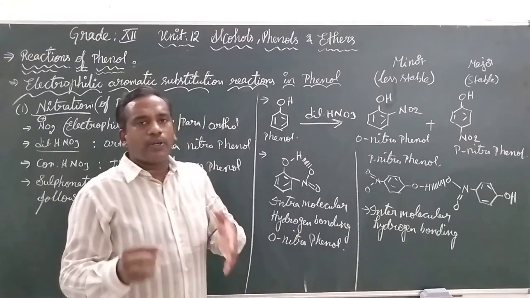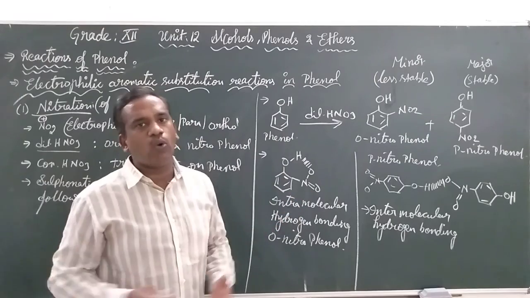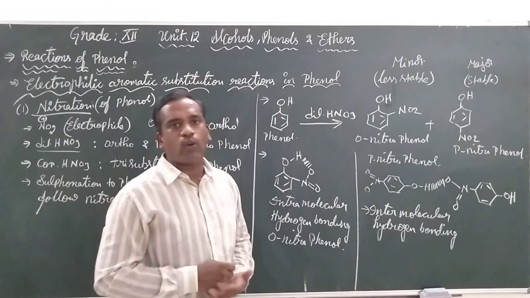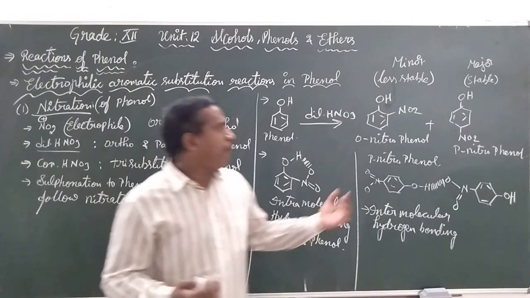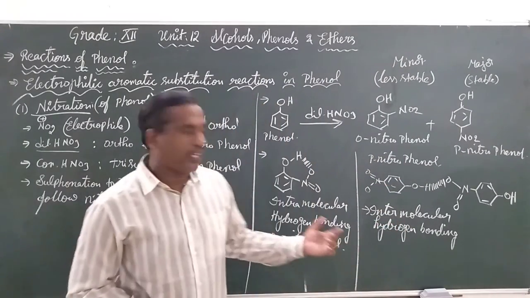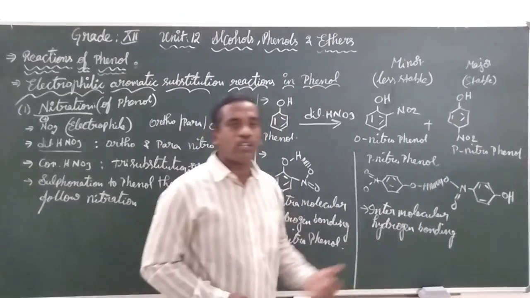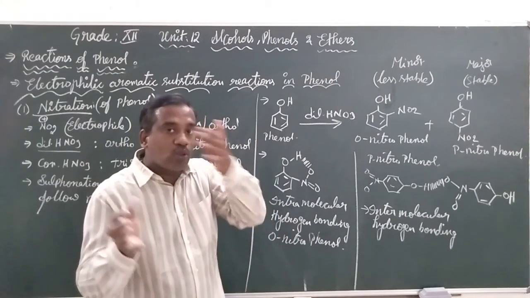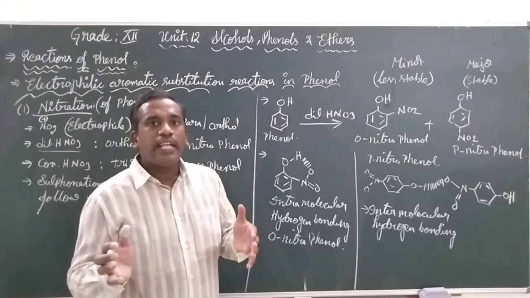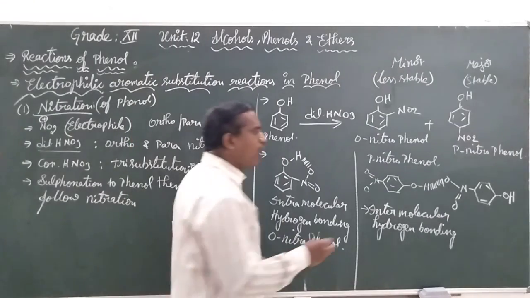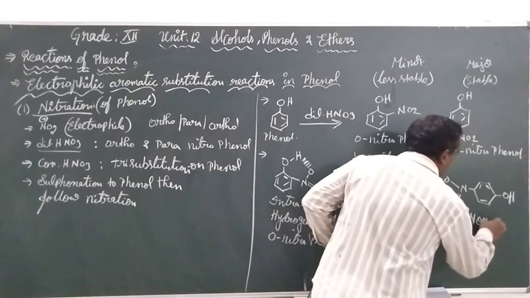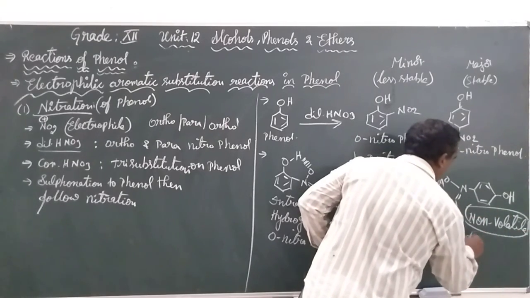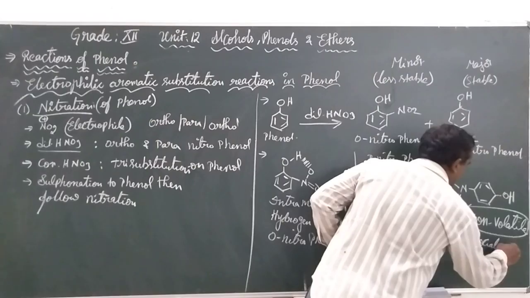Whenever we get any two compounds in a single reaction, we need to separate them. Orthonitrophenol participates in intramolecular hydrogen bonding, whereas paranitrophenol is formed by intermolecular hydrogen bonding. The intermolecular hydrogen bonding makes the molecules more associated. Hence, they are non-volatile, because they have the association of molecules.